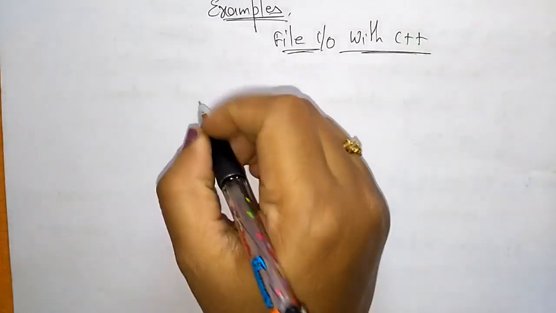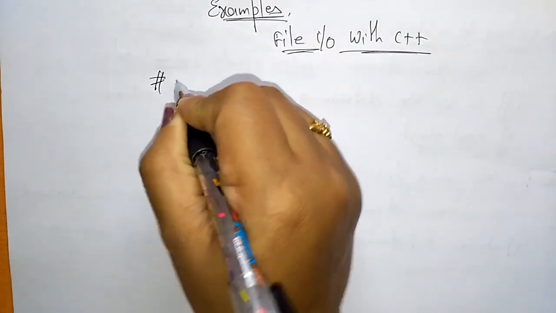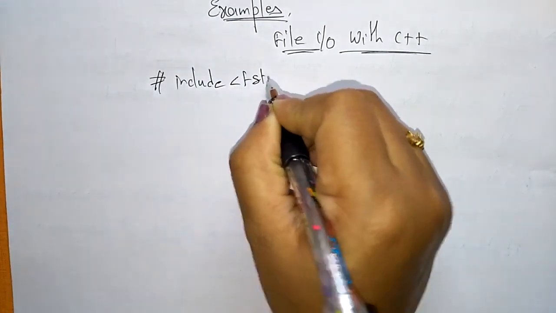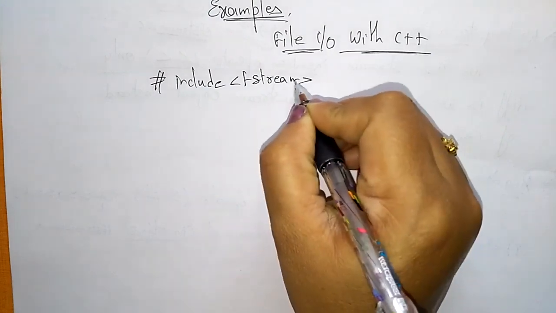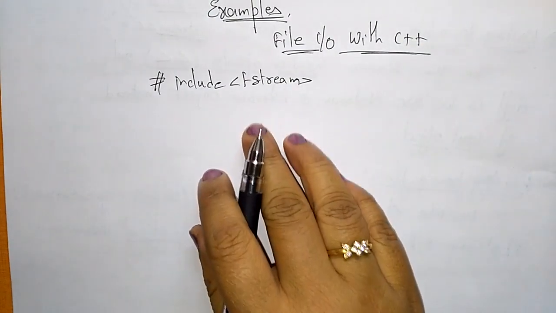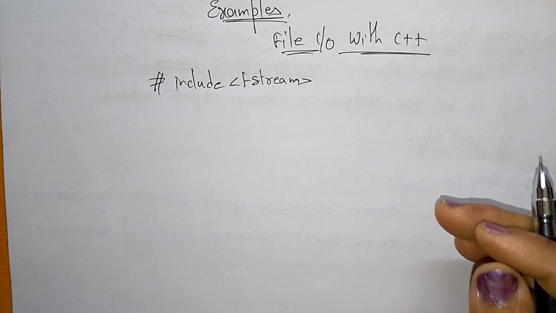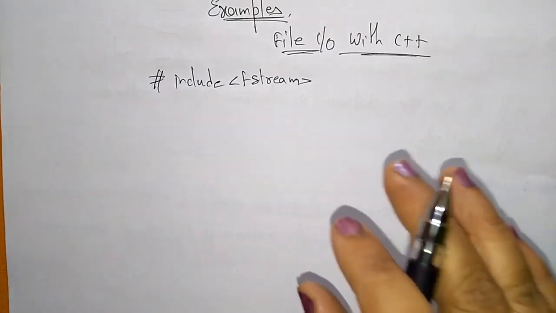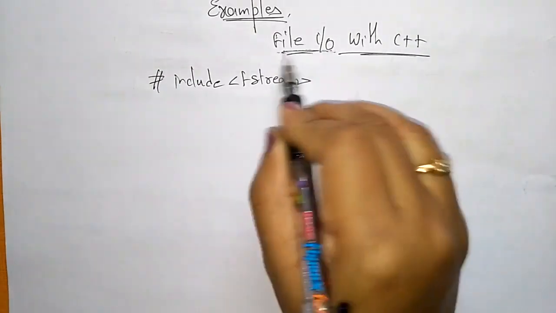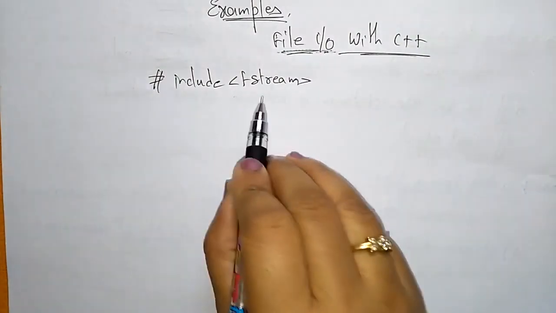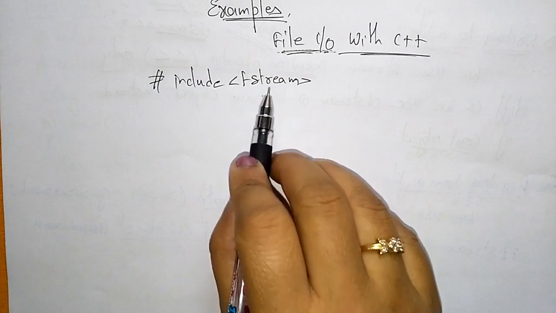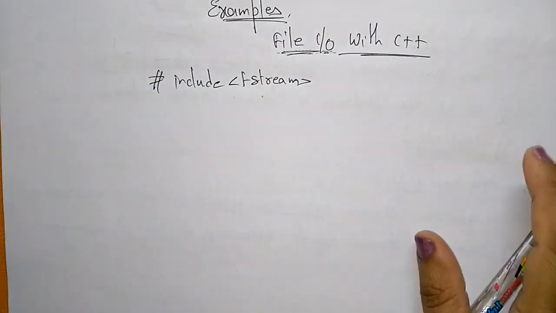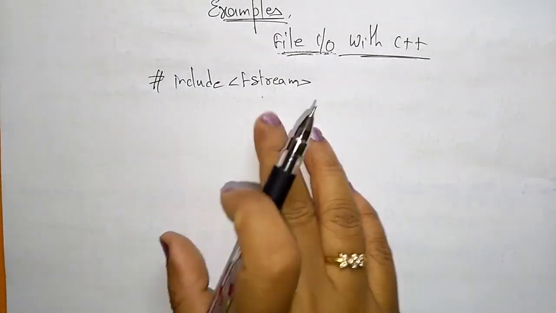This is file IO with C++. #include <fstream>. Up to now we had used only iostream. iostream means the standard input output functions are present in iostream. If we are using the file system, then we have to go for fstream. Fstream contains ifstream and ofstream, meaning the input functions and the output functions will be included in this fstream.